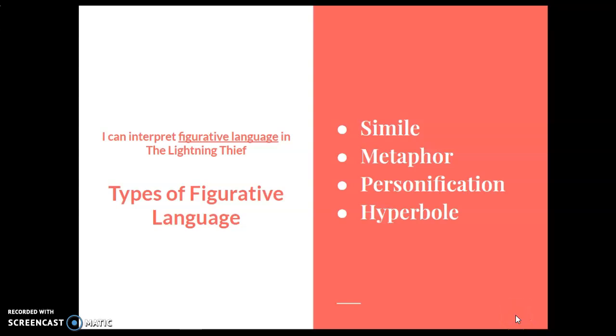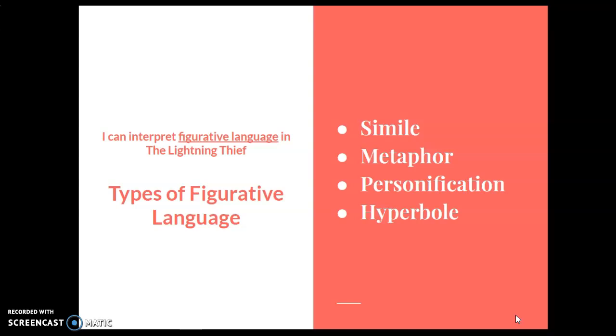Hello. Today's daily learning target is I can interpret figurative language in The Lightning Thief. Earlier in this lesson, we talked about what figurative language was. We know that figurative means not interpreted in a literal way, and language is represented by symbols, figures, or images. So we know that we're talking about words or phrases that are not meant to be literal.